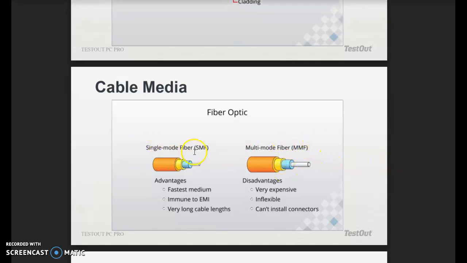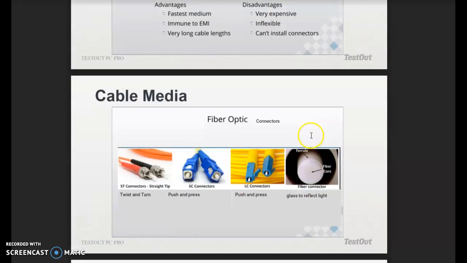Single mode uses only one single light, but it goes up to miles, long distance. What is the advantage of this? It is the fastest. It's definitely immune to EMI, and it has a very long cable length, so you don't need to use a splitter to enhance your signal. The disadvantage is that it is very expensive, very inflexible, and you can't install connectors yourself. It requires training, and it's complex.